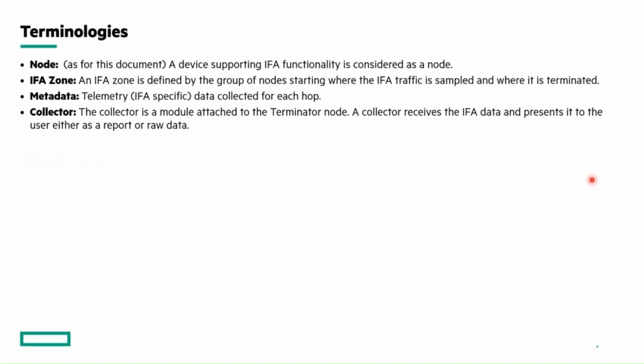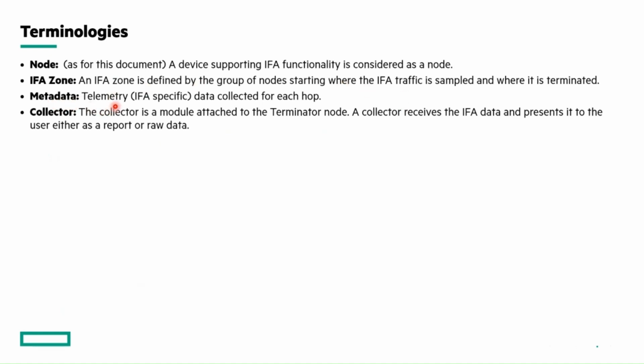So moving towards the overview section, let's see some associated terminologies that might come in handy during this session. The first one is a node. For this document and during this session, a device that is supporting IFA functionality will be considered a node. An IFA zone is defined by a group of nodes starting where the IFA traffic is sampled and where it is terminated. So the switches between where the IFA traffic starts and where it's terminated are considered the IFA zone. And you might be seeing me using that term during my session.